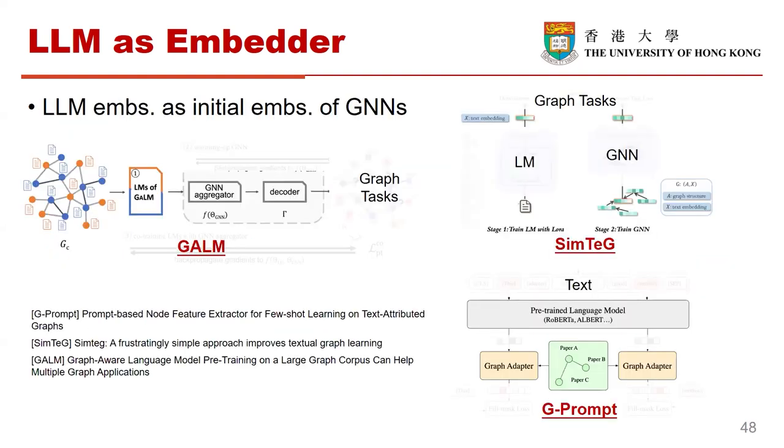Specifically, these three methods on this page employ LLM generated embeddings as the initial node representations for the following graph neural networks. GLEM uses language models to encode node specific text, and the generated embeddings are then used by the GNN aggregator and decoder to make some graph predictions. The second method, SynTag, learns a language model and a GNN model towards optimizing the downstream graph tasks, and the GNN component employs text embeddings generated by the language model as inputs. The third method, GraphPrompt, instead trains a graph adapter for pre-trained language models to enable text-based graph predictions.